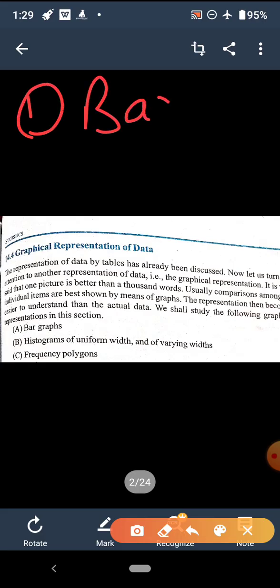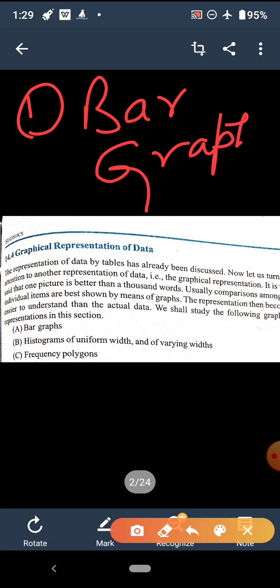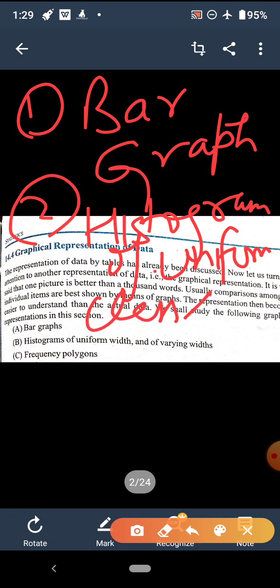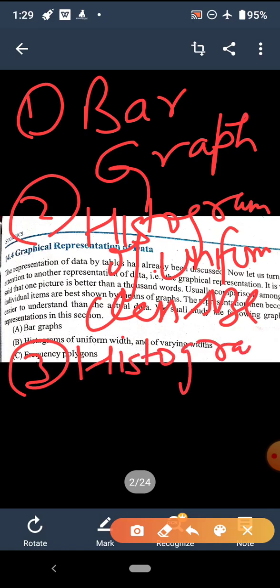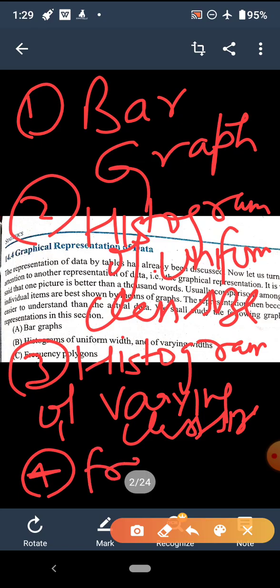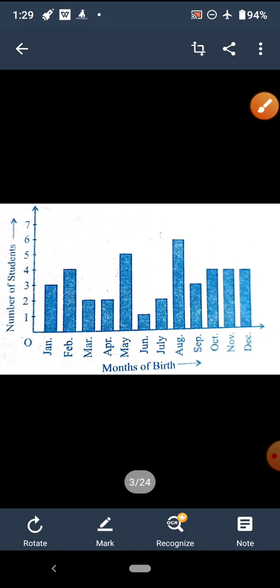Firstly we will discuss how to draw the bar graph. Then we will discuss the histogram. Then we will study the histogram of uniform class size. Thirdly we will study the histogram of varying class size, which means the class size will differ. And fourthly we will study the frequency polygon. These four types of questions we have to discuss in chapter number 14, exercise 14.3. So let's start.